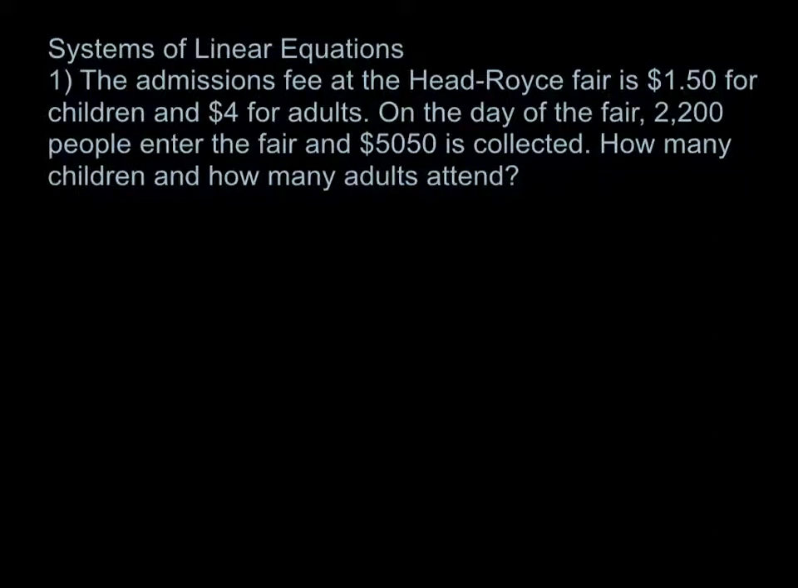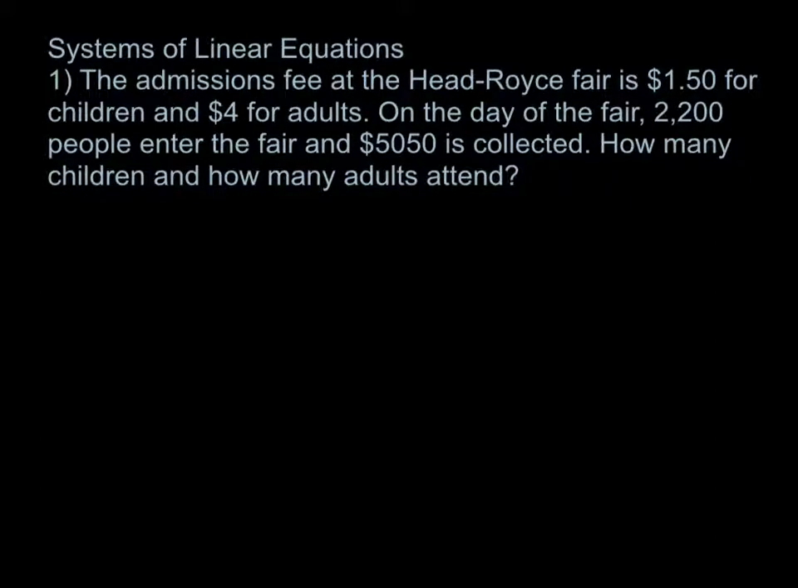So today we're going to be solving systems of linear equations. The first problem is: the admissions fee at the Headworth Fair is $1.50 for children and $4 for adults. On the day of the fair, 2,200 people enter the fair and $5,050 is collected. How many children and how many adults attend?